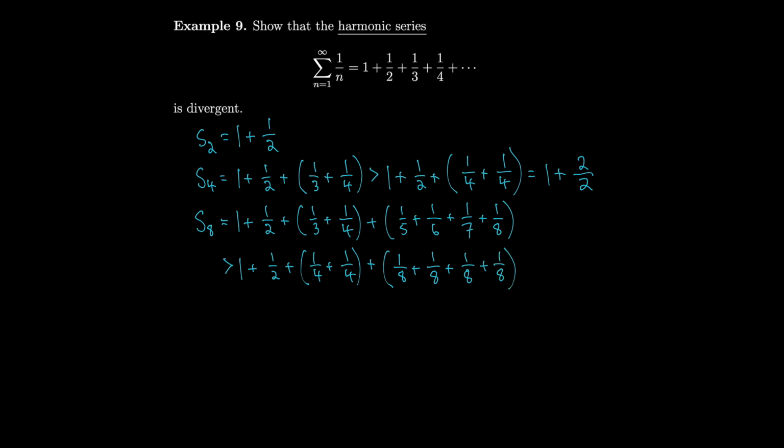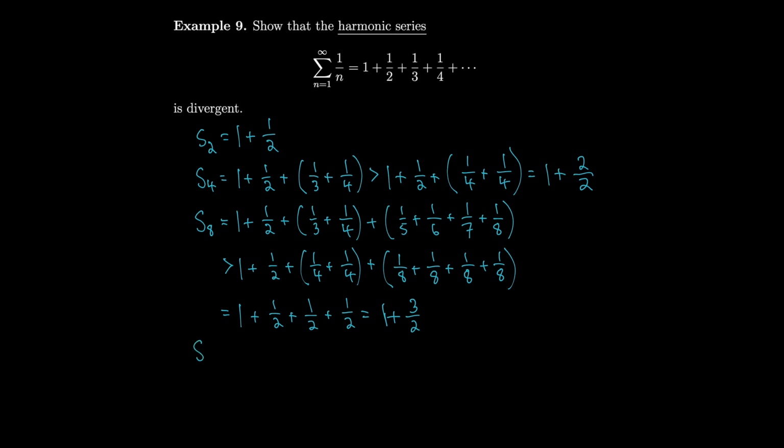So this means that S8 is going to be greater than 1 plus 1 half plus 1 half plus 1 half, which is 1 plus 3 over 2. And now you might be able to see why I wrote it as 2 over 2.